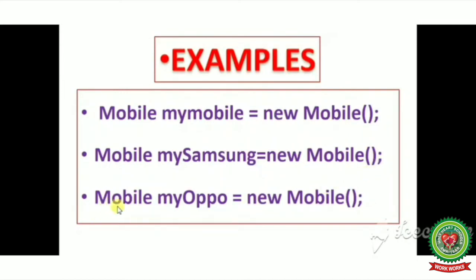Number 3: Mobile myOppo, any object name you can write here according to your requirement, is equal to new Mobile round bracket semicolon. So after creating a class, we can create any number of objects according to our requirement that belong to the same class and use the same variables and methods that the class has.